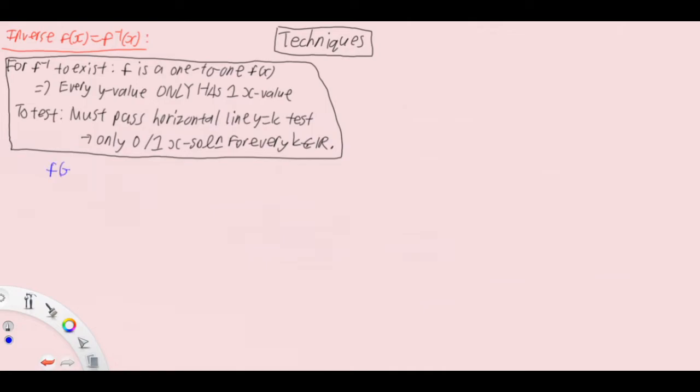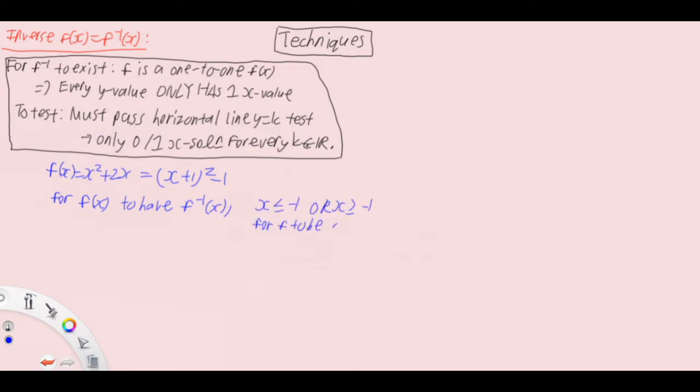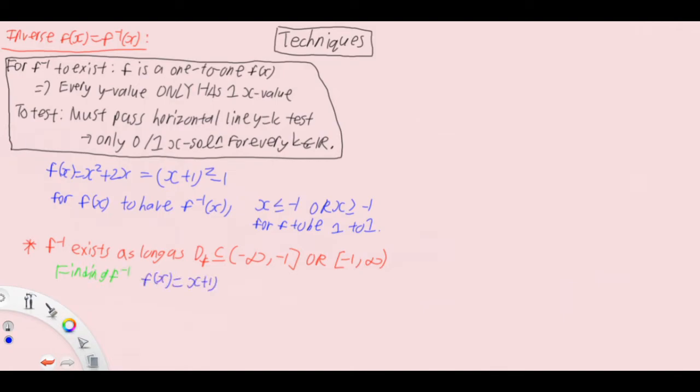So for example, if we have f(x) = x squared plus 2x, it's a quadratic graph, right? (x+1) squared minus 1. Therefore, there's no f inverse unless we restrict the domain. So let's say the domain is either x less than or equal to -1 or x greater than or equal to -1. Basically, x = -1 is the turning point. So f inverse exists as long as the new, restricted domain is a subset of or equal to minus infinity to -1 or -1 to infinity. So it can be minus infinity to -2 or 0 to infinity.